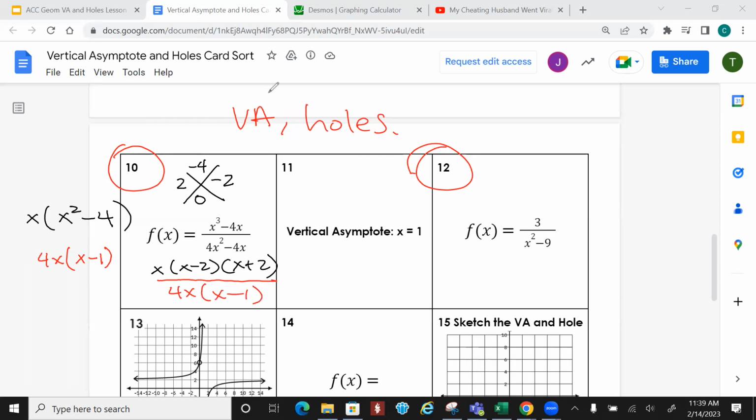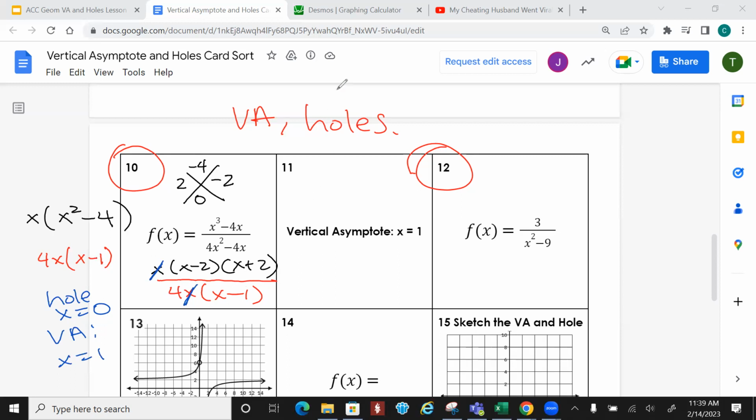Is there anything that we can cancel on the top and the bottom? No. Look again. Yes. What? X. X and x, right? We can cancel out all our x's. Okay. So that means that we're going to have a hole at x equals 0 and a vertical asymptote at x equals 1 because that's left over in the denominator.